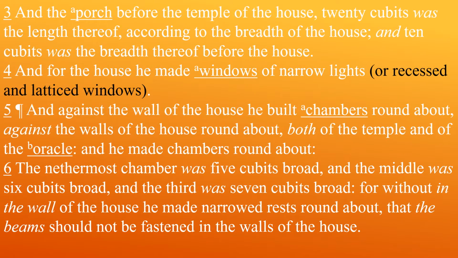Verse 3, and the porch before the temple of the house, 20 cubits was the length thereof, according to the breadth of the house, and 10 cubits was the breadth thereof before the house. And for the house he made windows of narrow lights, recessed and latticed windows, and against the wall of the house he built chambers round about, against the walls of the house round about, both of the temple and of the oracle, and he made chambers round about. The nethermost chamber was 5 cubits broad, and the middle was 6 cubits broad, and the third was 7 cubits broad. For without in the wall of the house he made narrow rests round about, that the beams should not be fastened in the walls of the house.